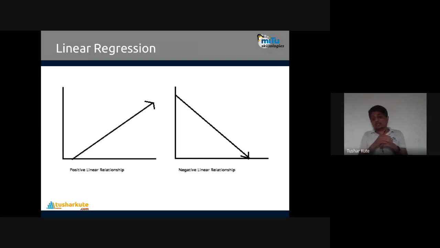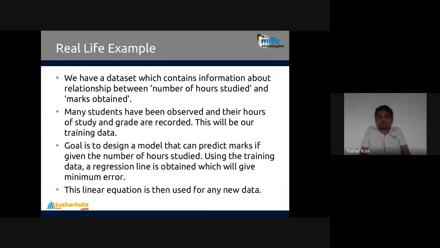So linear regression is a method by which you represent the relationship between two variables in a two-dimensional plane in the form of a line, as a positive linear or negative linear that we will have here. Let's see real life examples.